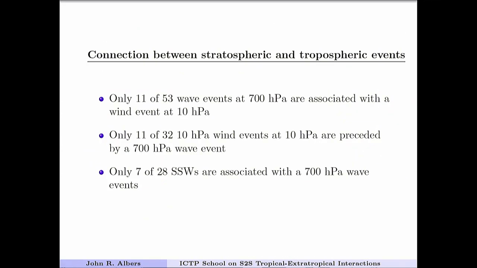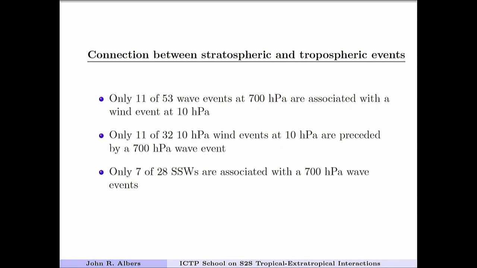So the one thing I would like to point out here is that that's the composite view, right? The takeaway from that is that only 11 of the 53 two-standard-deviation wave events in the lower troposphere in the data record are associated with a wind event. If you flip the coin and define wave events the other way, you get a similar view. Only 11 of the 32 strong wave events in the stratosphere are preceded by a strong wave event in the troposphere.